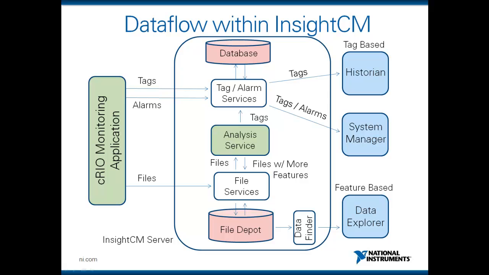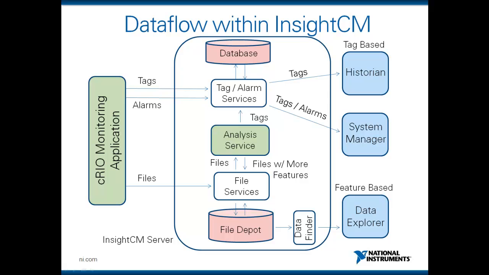Again, the Data Explorer can only pull information that is in Data Finder, and that's only coming from TDMS files. Subsequently, data that is stored in a file is not available for the historian or the system manager. You can't look at file properties live within the systems manager, for instance, or push file properties to historian. That all comes from tags.